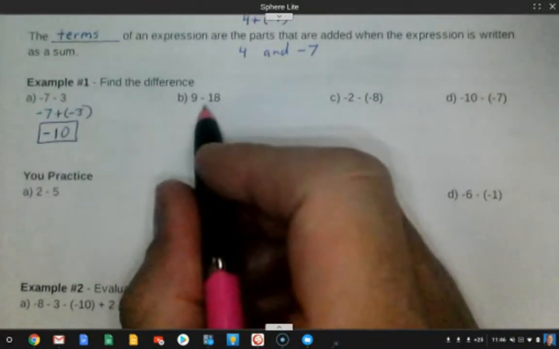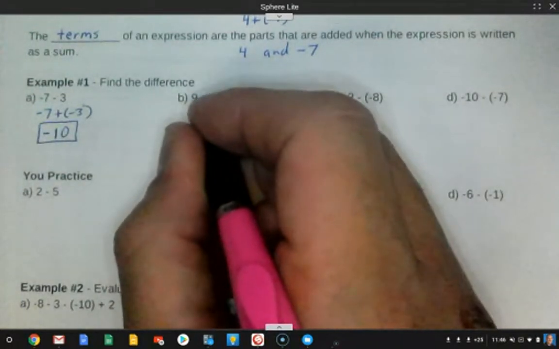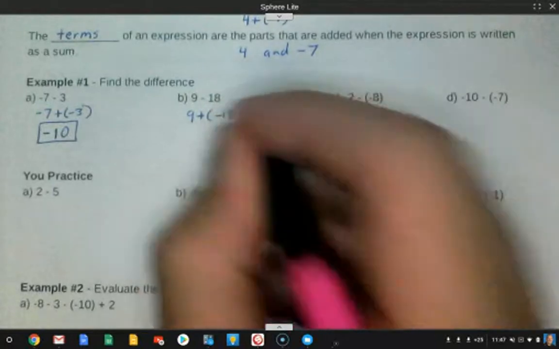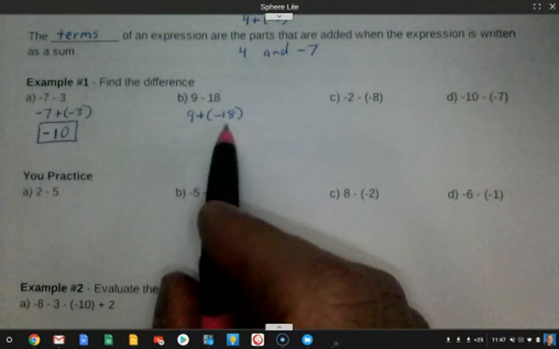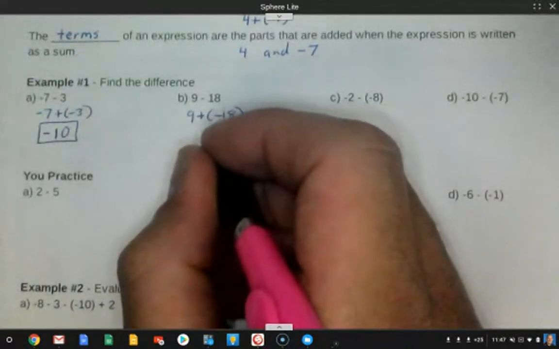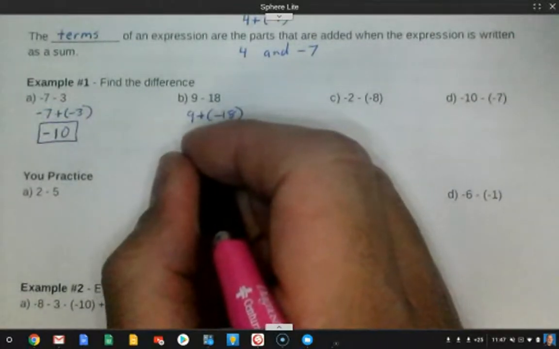If we do this one, 9 minus 18, let's change it to an addition problem. It'll make things a lot easier. So 9 plus negative 18. Now look, the signs are different because this 9 is a positive and the 18 is a negative. So we're going to subtract the two. So 18 minus 9 is 9. The larger number is 18, so I'm going to keep that sign, which is a negative.